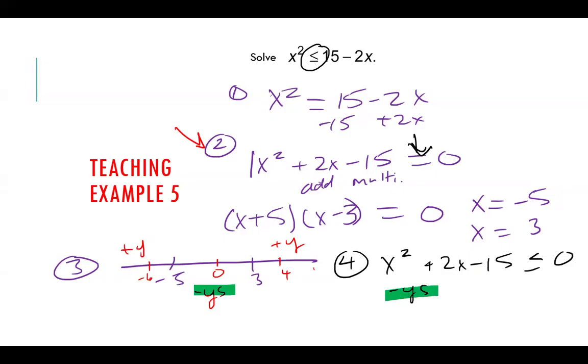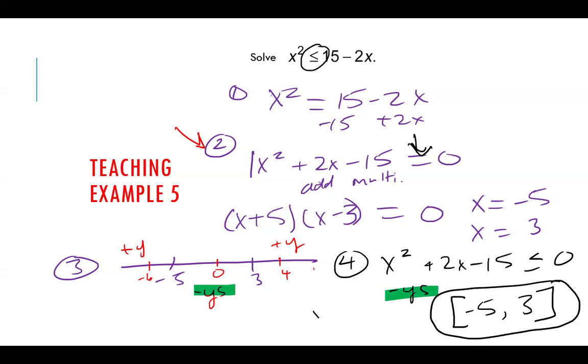So therefore, our solution, and remember, it's equal to, so it'll be bracket -5 to 3, close bracket. Because the equal to says I also can be 0, right? I'm not strictly less than 0. I can also be 0. So that would be my solution in interval notation. As an inequality, I'm saying that x is less than or equal to 3, but greater than or equal to -5. And that would be my inequality.